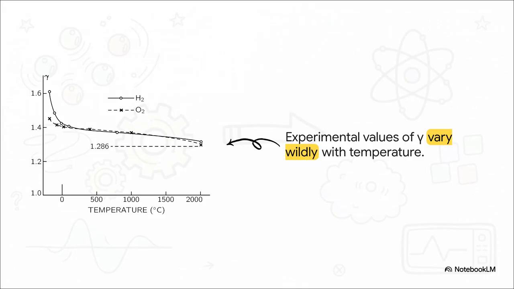And honestly, the mystery deepens wildly when you start messing with the temperature. Classical theory absolutely insists that internal energy should be independent of temperature. That predicted value of 1.286 is supposed to be totally flat. But look at what actually happens with the experimental values for hydrogen and oxygen. The lines curve drastically. As the temperature drops, the gamma for hydrogen shoots way up, drifting even further and further away from the classical rules.